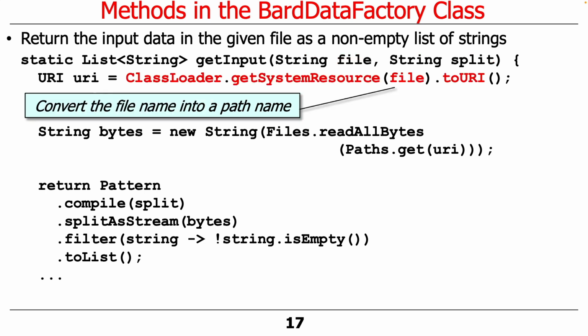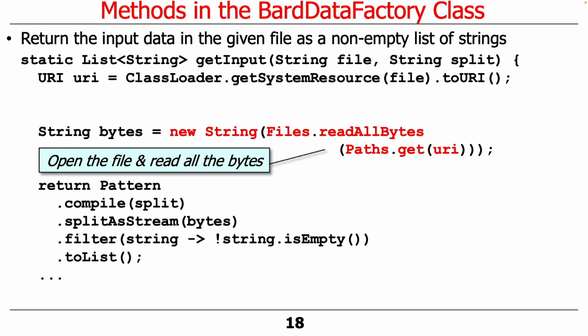We then call a helper method that comes out of the Java class library called ClassLoader.getSystemResource. That will go into the resource folder, find the file, and return the file as a URI, which is basically a path name. We then take that path name and read the contents of the file as a giant array of bytes. There's actually a fairly large amount of bytes in the works of Shakespeare, several megabytes. So what we end up with here is a string that contains all the bytes in Shakespeare.